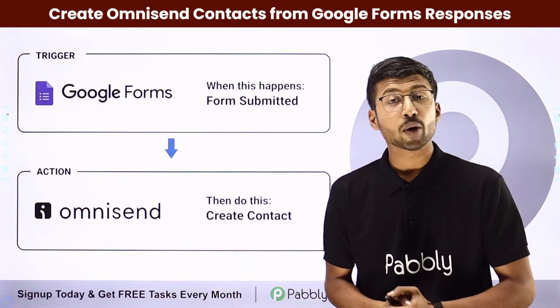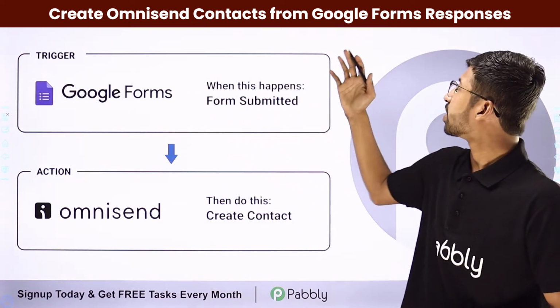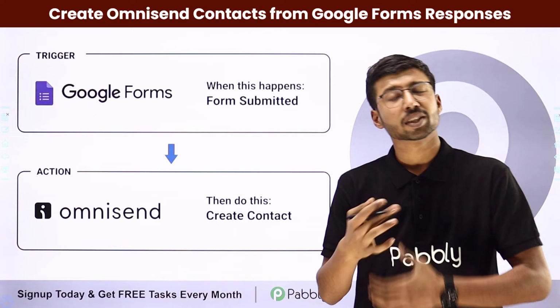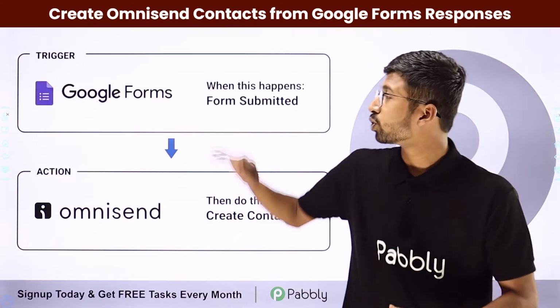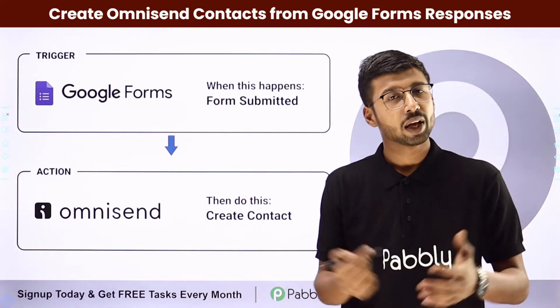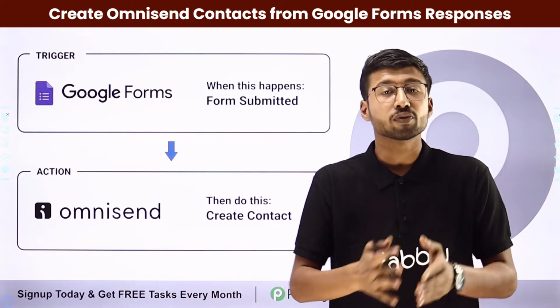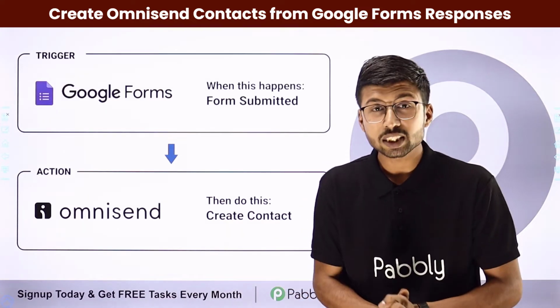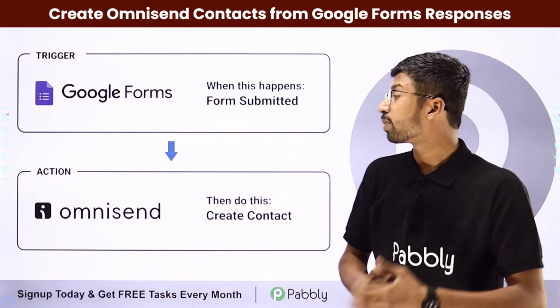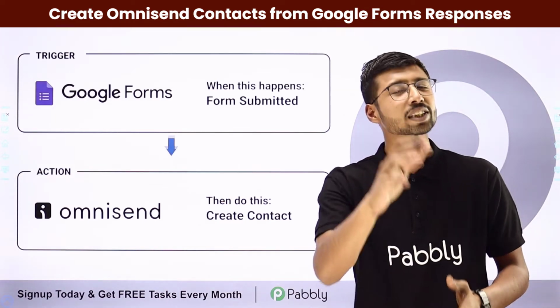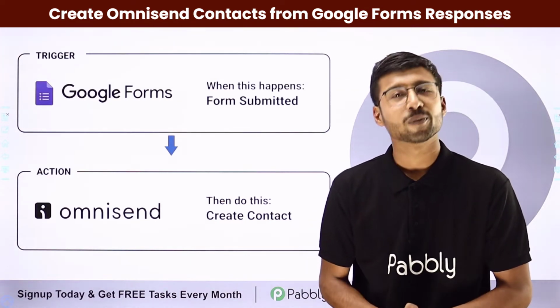So in this video, we are going to learn how to create an Omnisend contact from Google Form responses. Now suppose, guys, you have created a form using an online form builder like Google Form, and whenever a user fills the form and submits it, you want to add that same user as a contact, as a subscriber in Omnisend. Now guys, let me tell you, you can completely automate this process.